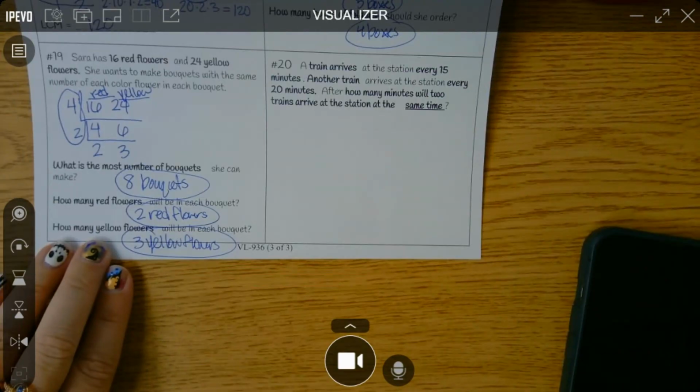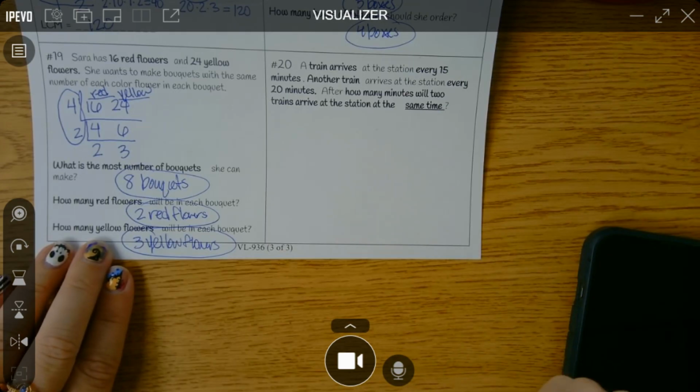Okay. Last one. It says a train arrives at the station every 15 minutes. Another train arrives at the station every 20 minutes. After how many minutes will 2 trains arrive at the station at the same time? What do you think?